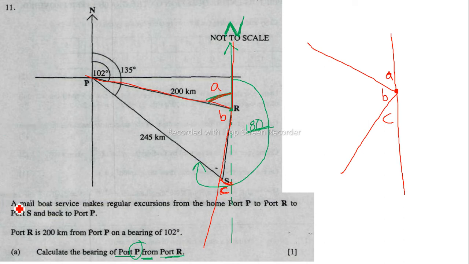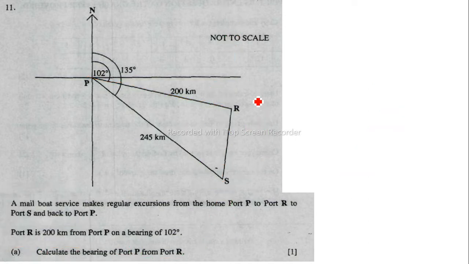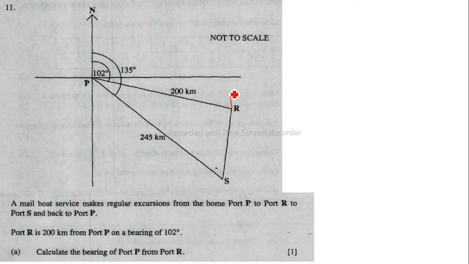They say they want the bearing, right? From port R. So we're looking for P. No, we're looking for the angle, right? We're looking for the angle that starts here. Now, if they did say of R from P, then we'd be looking at this angle. But they didn't ask us of R from P.